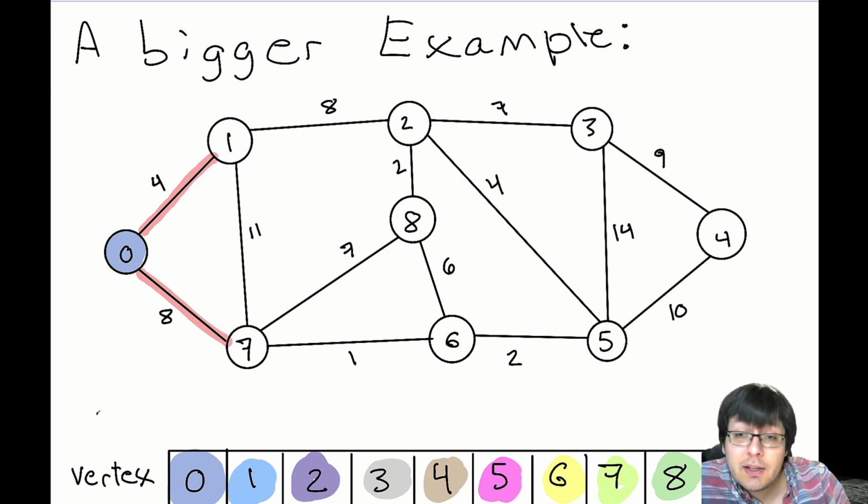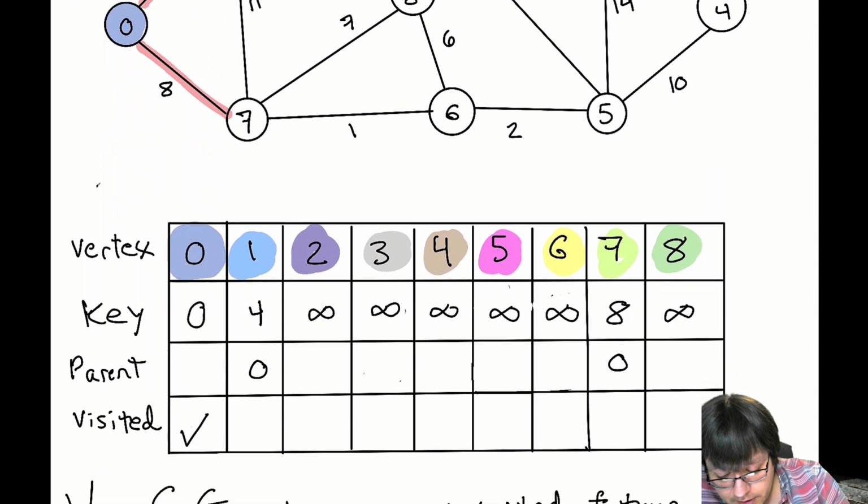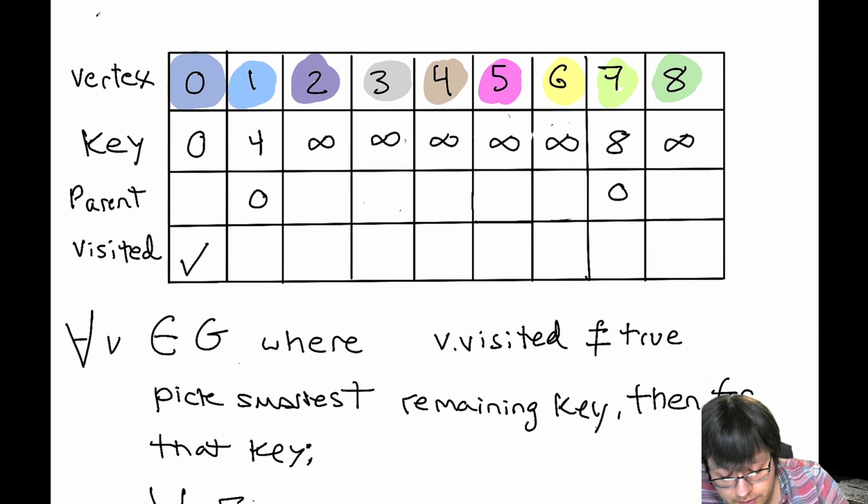Because you're only really seeing each edge once in a way, especially if you flip that if statement and you check the true part first. Okay, from there we are finished with the first iteration.